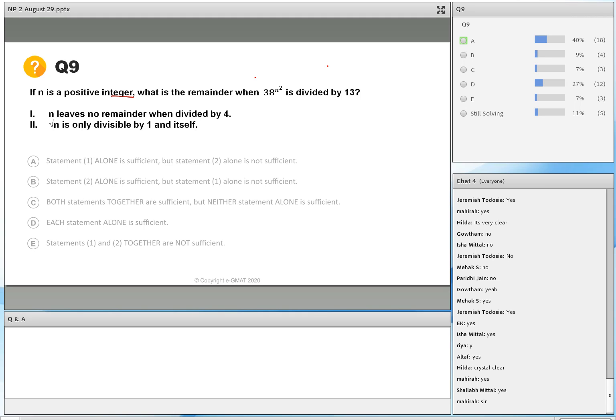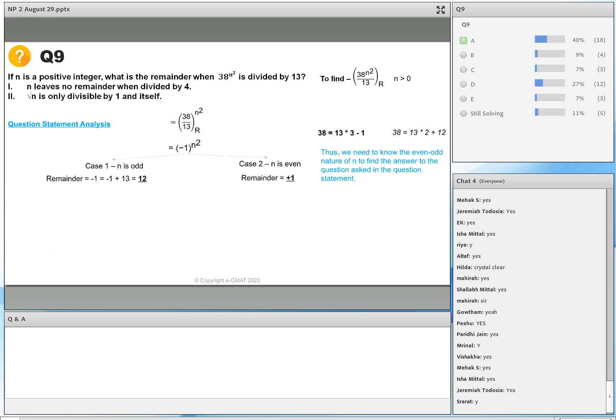If n is a positive integer, what is the remainder when 38 to the power n square is divided by 13? Did you people apply base first and then exponent concept over here? Perfect. That's what I was looking for. So first calculate what is the remainder when I divide 38 by 13. It's either equal to -1 or equal to +12. What would you rather work with? Definitely -1, right? Perfect. So I have -1 to the power n square.